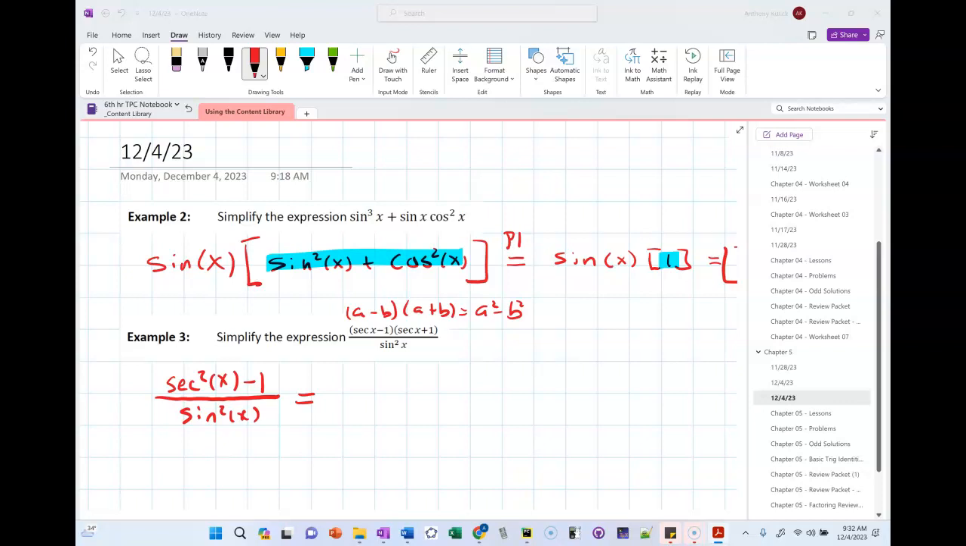Yeah, let's look for an identity. Absolutely. What identity looks like a good one to use here? Everybody take a look at your identity sheet. Look through what we have.